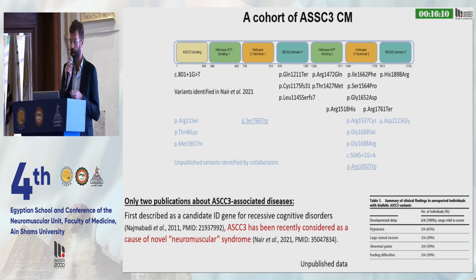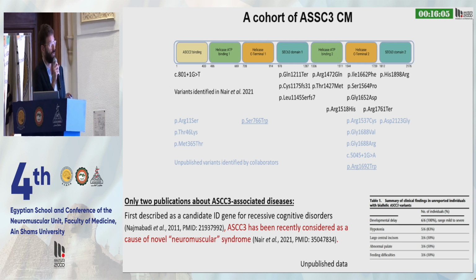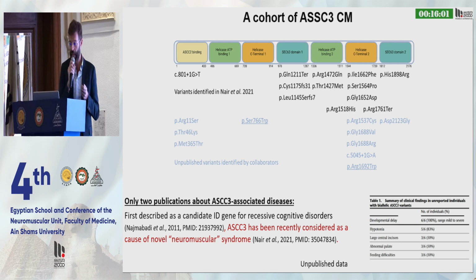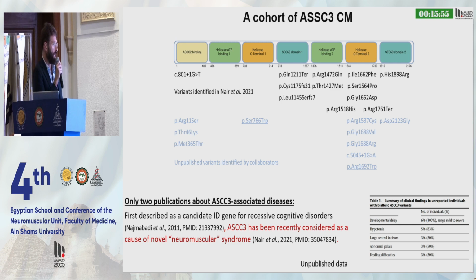We got more luck than in the previous case. Through GeneMatcher, we found other cases. In total, we have 8 cases associated with the gene, which was previously described as associated with a neuromuscular syndrome, but in this publication, the muscle symptoms and the muscle histology of the patients were not characterized. And we are now trying to put together all the clinicians and the geneticists to do a publication about it.